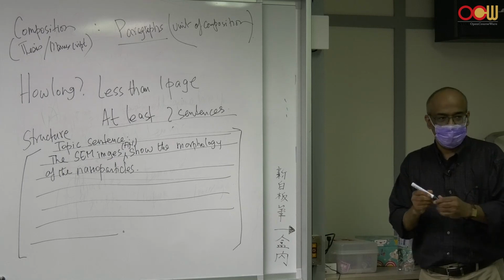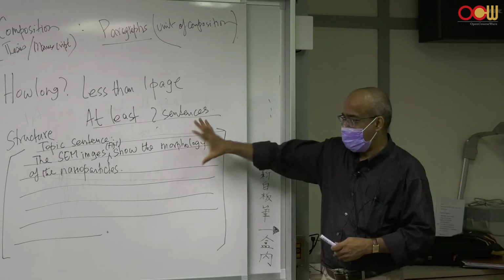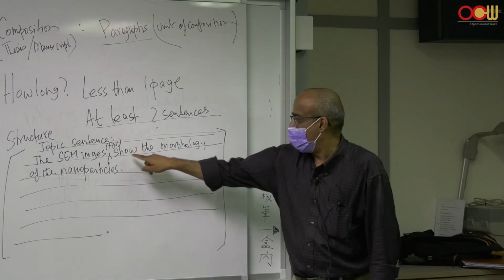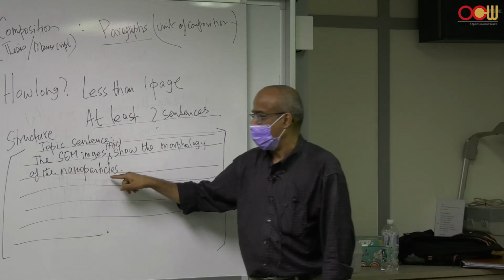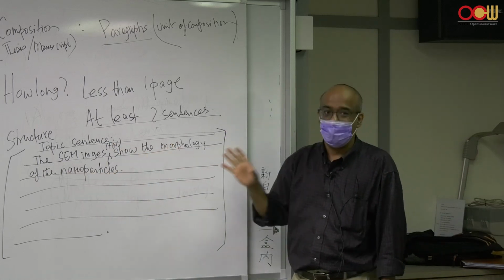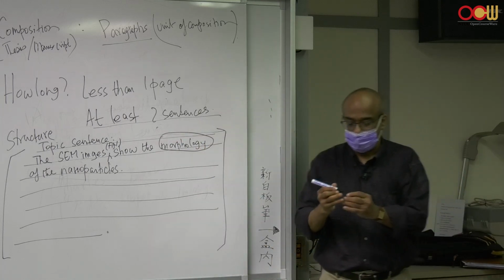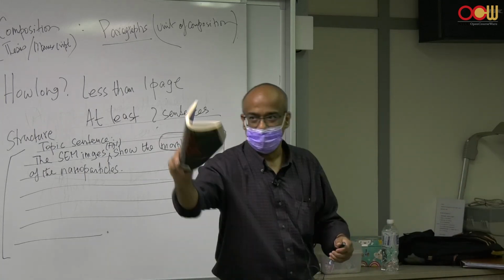So this is the first line of a paragraph. The SEM images, and the images may be figure 1, show the morphology of the nanoparticle. So this is the topic sentence. So what is the topic? Morphology. Morphology means how it looks. Morphology of the chair or the morphology of this.